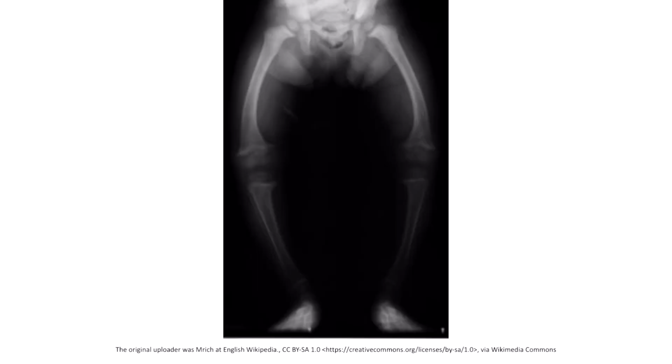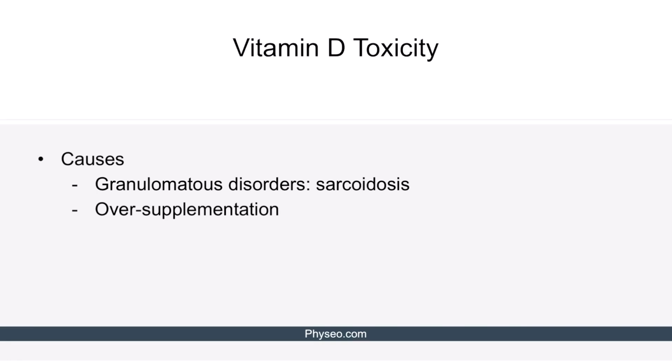This x-ray shows another bone deformity of rickets, that is the bowing of legs, also known as genu varum. Also, please note the widening of the growth plates and metaphyseal cupping, which results from accumulation of non-mineralized osteoid due to vitamin D deficiency. Let's move on to vitamin D toxicity.